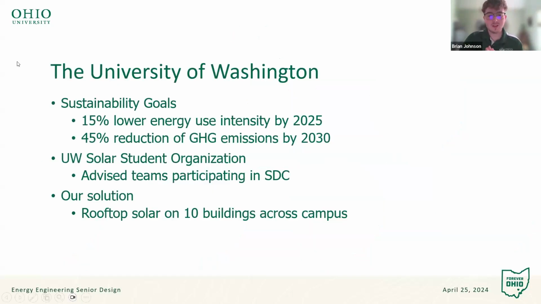So the relevant goals from the University of Washington that we were focusing on were 15% lower energy use intensity by 2025 and a 45% reduction in greenhouse gas emissions by 2030. Our proposal is all rooftop solar that would help to, if not reduce the total consumption of a building, at least reduce the reliance of those buildings on energy from the grid. The buildings that we focused on were all buildings recommended by the UW Solar Student Organization. And as I said, we focused on 10 buildings across campus.